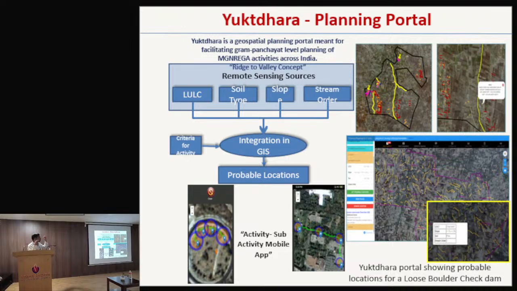So what it will do is, once the gram panchayat level person logs into this portal and clicks probable location, all this process will happen on the fly, and it will tell you that these are the 10 different probable locations for this. Now from those probable locations, they can narrow down what their priority or importance is for that particular thing.